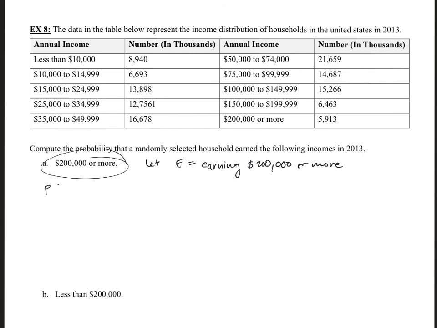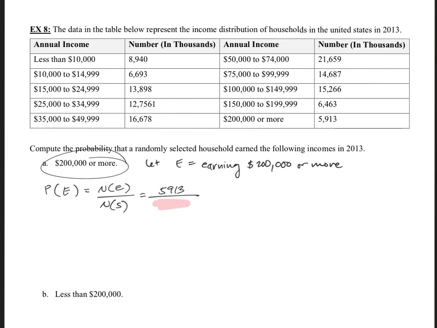So the probability that someone earned $200,000 or more is going to be the number of people that earned $200,000 or more, divided by the number in the total sample space. So, who has more than $200,000? Well, just these guys earned $200,000 or more. So 5,913. And then we have to divide by the total in our sample space, which would be adding up all of these values to find the total sample space.